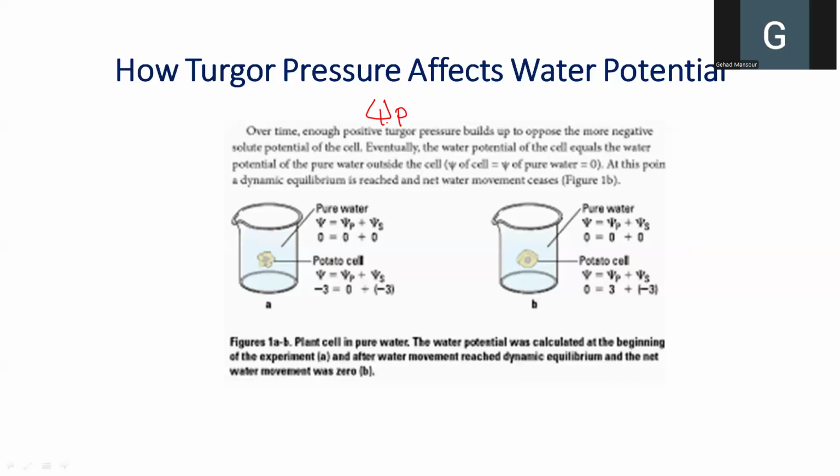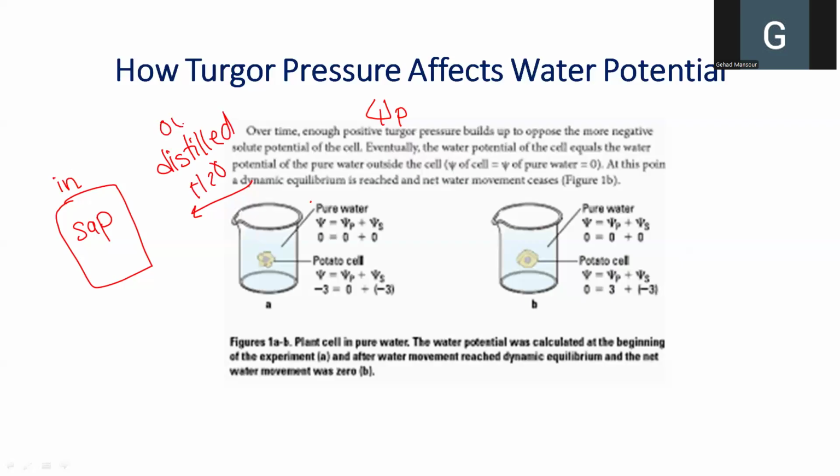But why did it stop? It apparently stops, but there is a dynamic equilibrium. What do we mean by dynamic equilibrium? If this is the sap of the plant, and this is the outside distilled water, so this is inside the plant, and this is outside the plant. At any time, there will be an amount of water that enters that is equal to the amount of water that leaves.